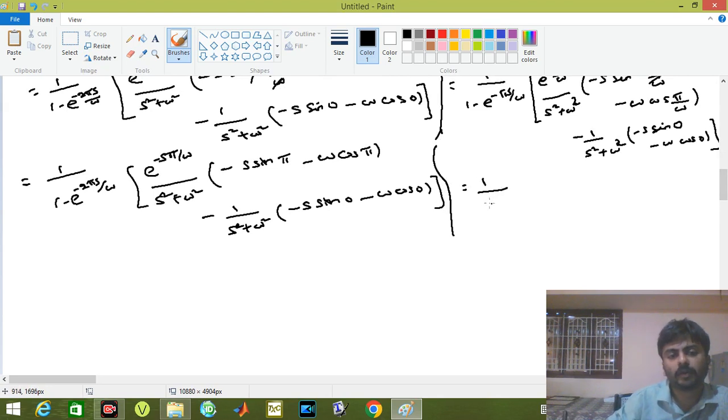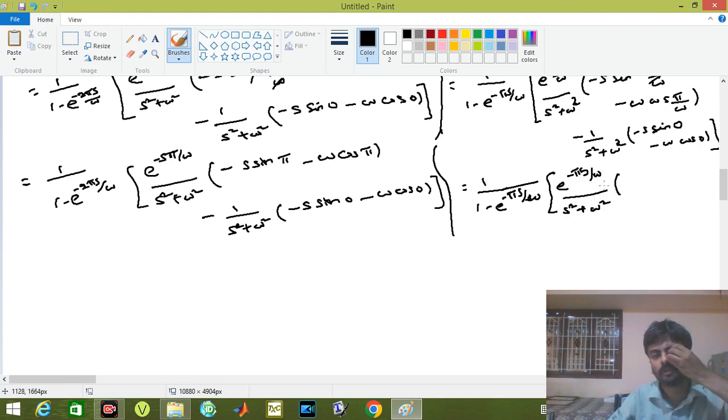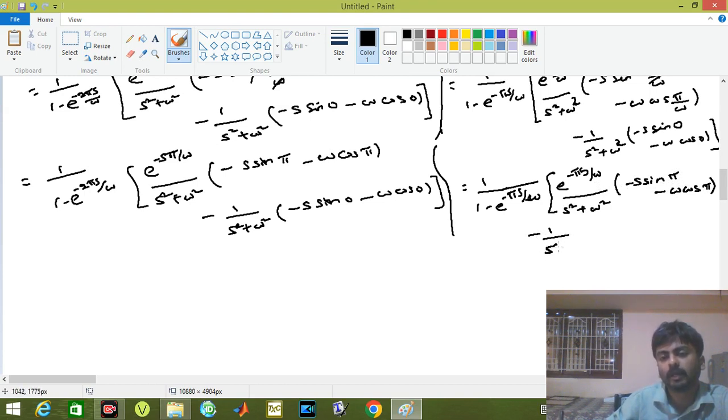Equal to 1 divided by 1 minus e power of minus pi s by omega into e power of minus pi s by omega divided by s square plus omega square into, here you are having minus s sine pi minus omega cos pi, minus 1 by s square plus omega square into minus s sine 0 minus omega cos 0.